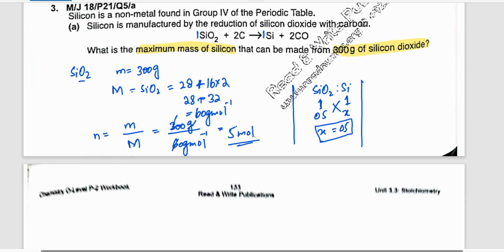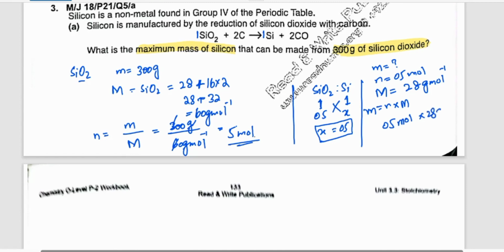Now we have to find the given mass. For given mass, we need to know the number of moles, which is 5. We need to know the molar mass of silicon. The molar mass of silicon is 28 gram per mole. So given mass is equal to number of moles multiplied by molar mass. So 5 mole multiply 28 gram per mole. Per mole will be cancelled with the mole, and we will get in gram, this will be 140 gram of silicon.